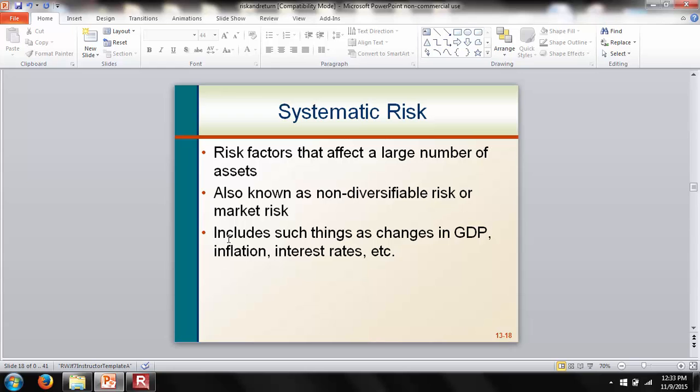And when you look at a stock, so let's say we look at a stock like Apple or Walmart or any other stock, basically what we are saying is that there are two types of risk you face as an investor. So the first one is the risk factors that affect a large number of assets, and this is known as the systematic risk, the non-diversifiable risk, or the market risk. So all of these are the different names for the same type of risk.